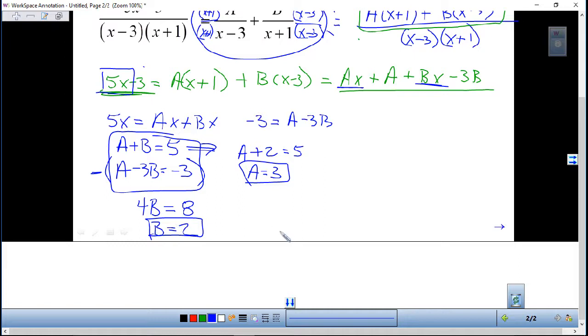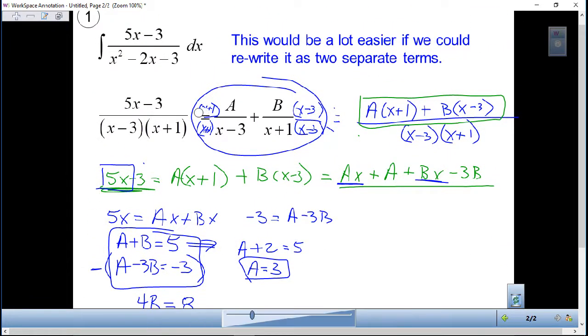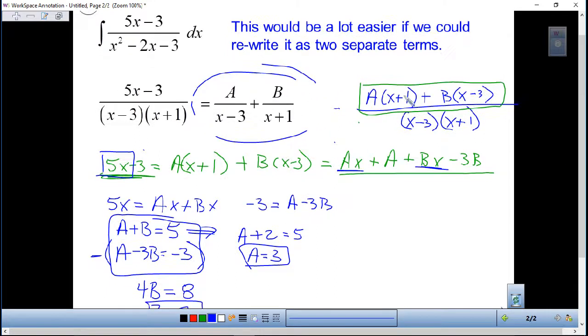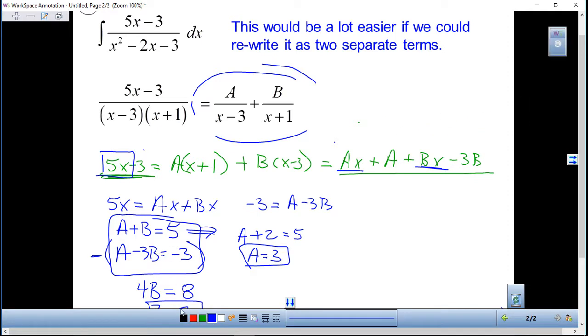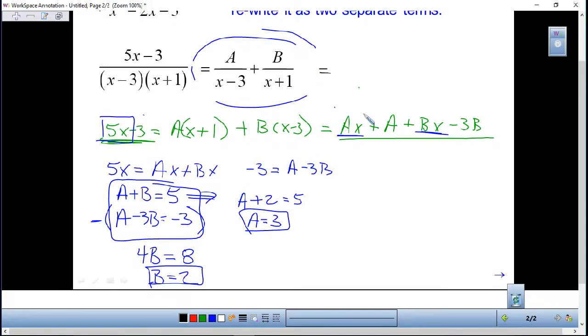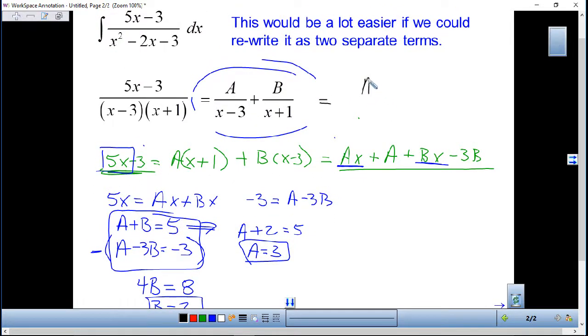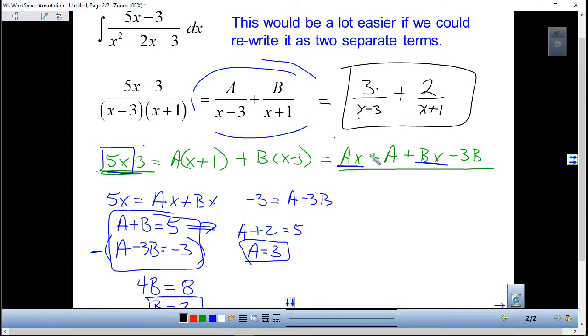Now, what in the world do I want with my a and my b? Well, guess what? Where did they originally come from? They originally came from right here. So instead of the setup over here like I've got, I can actually write this as my decomposed partial fractions. So we found that a was 3 and b was 2. So 3 over x minus 3 plus 2 over x plus 1. So there is your decomposed fraction.